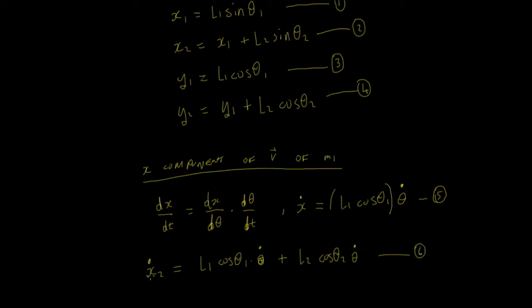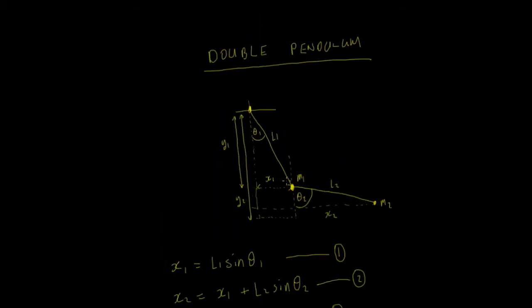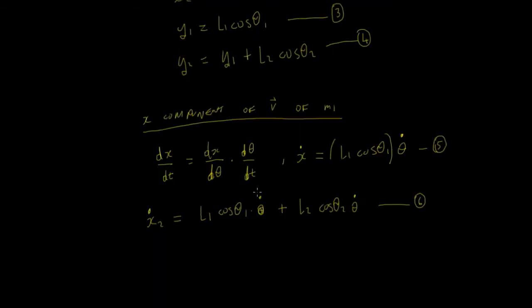So don't get lost in this, all we've found there is the rate of change of the x coordinate of the first mass with respect to time. So we're looking at this here, the rate of change of this distance x with respect to time. Okay, so that is this equation here.